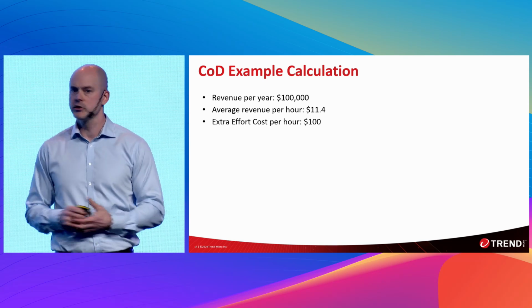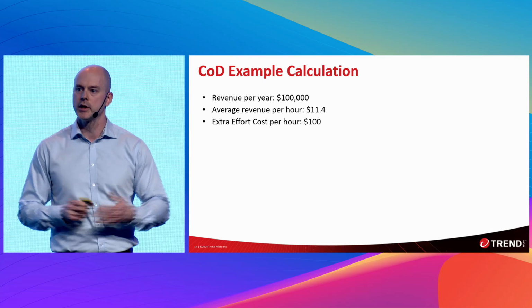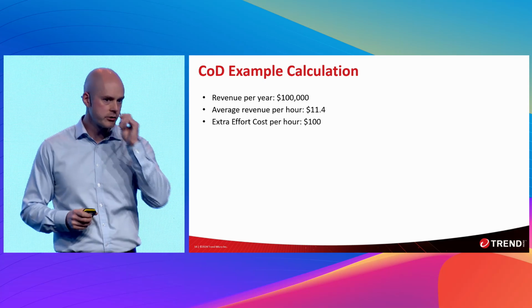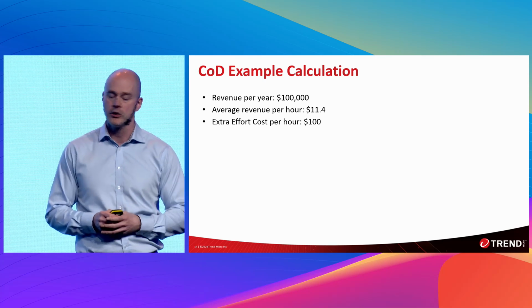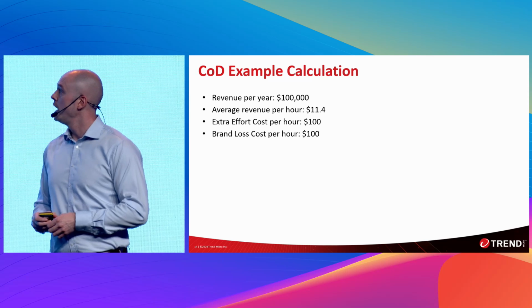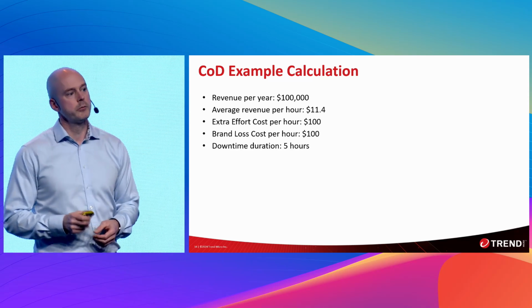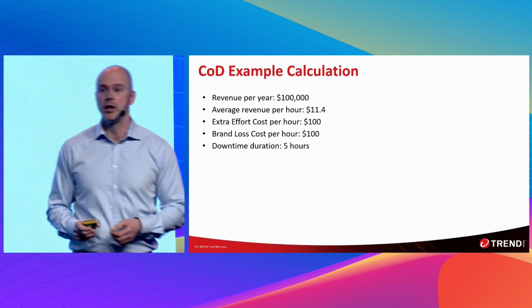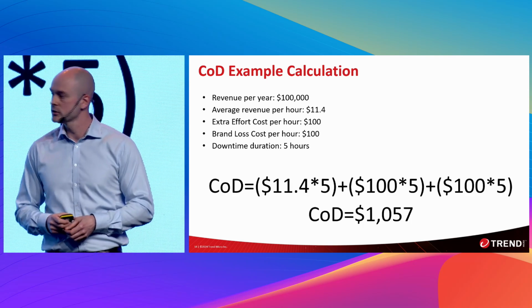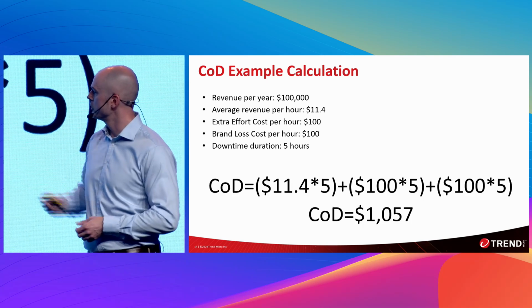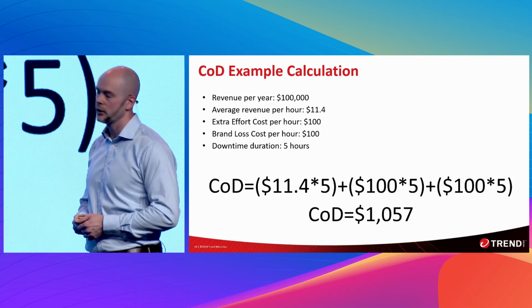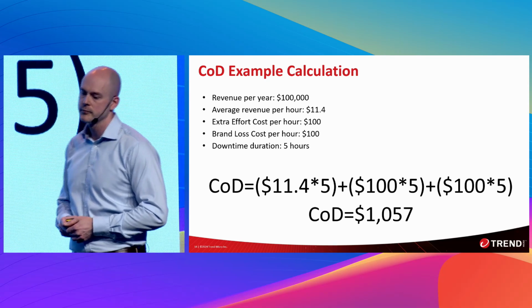The extra effort cost here is $100. Might be a cloud engineer that needs to work on the solution to get it up and running. This is a conservative cost. And we have a brand loss cost of $100. The downtime duration for this example is 5 hours. That gives us a cost of downtime at about roughly $1,000.